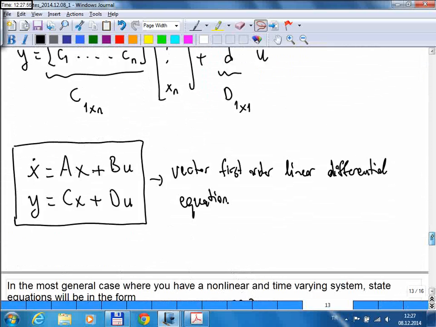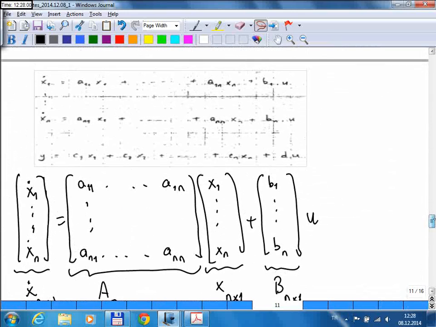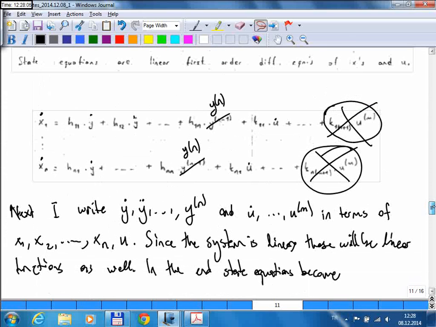Okay, so let me tell you what we have to do. If I said something wrong, I should correct that. So are you talking about this one? So we should write all these derivative terms in terms of the state variables and u. But u is u itself, so you don't need to write u in terms of anything else. So in your state model, you should have x and u only. So there is no y or y derivatives or u derivatives. Okay?